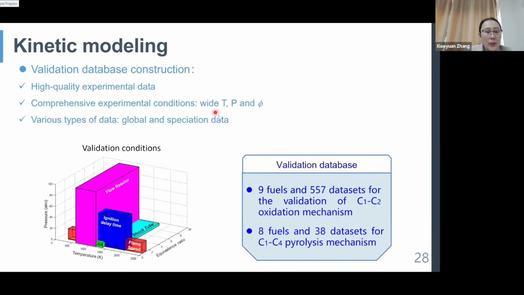For model development, we first construct a database for model validation. Only high-quality experimental data with clear error bars were considered in this work, and comprehensive experimental conditions are collected, which can cover wide temperature, pressure, and equivalence ratio conditions, and various types of data, including global and speciation data, are involved.